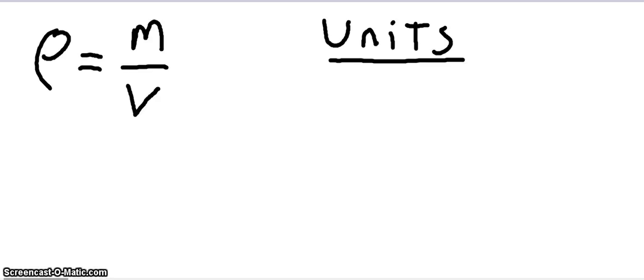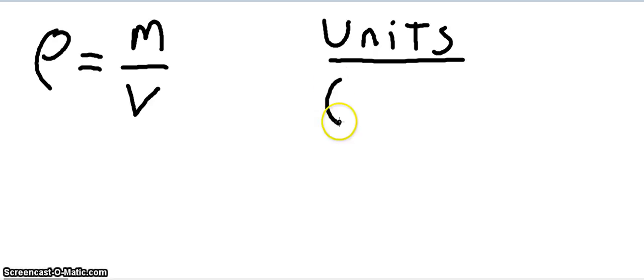Alright, so here we have the density equation. Rho, the symbol that kind of looks like a P, is actually the Greek letter rho, and it is equal to mass divided by volume. The capital V here is volume. Let's go over the units of each of these.